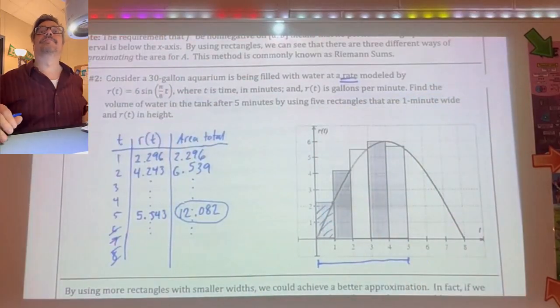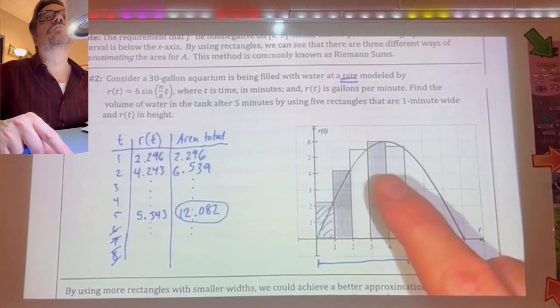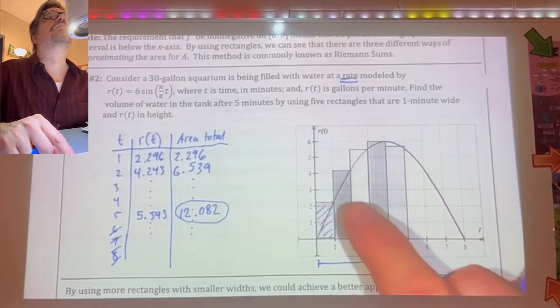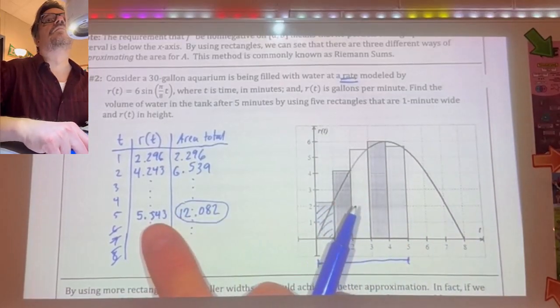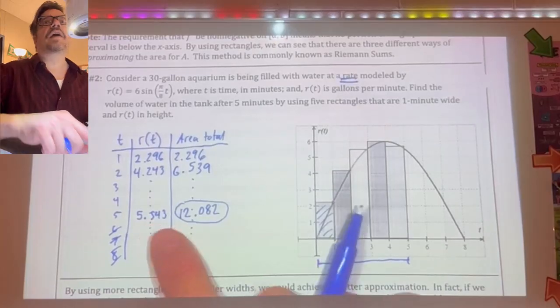Yes, ma'am. Couldn't we, with the graph that you did, just do it for each and then sum it up? Yeah, oh yeah, for sure. Yep.